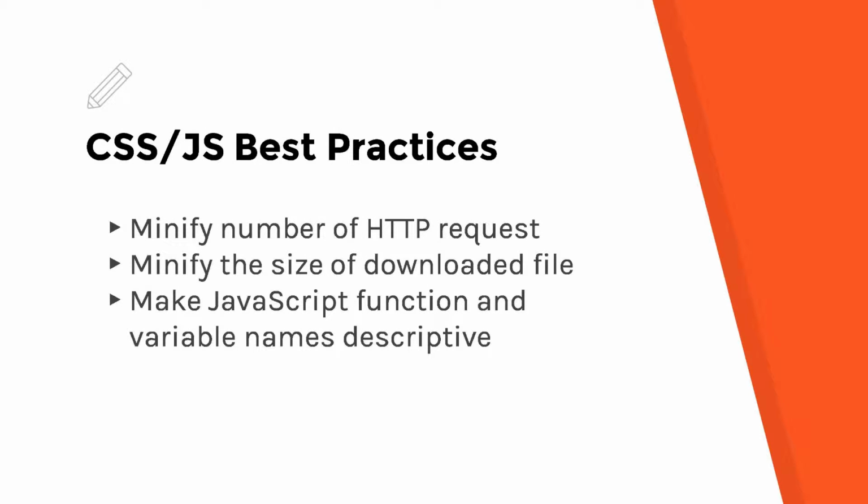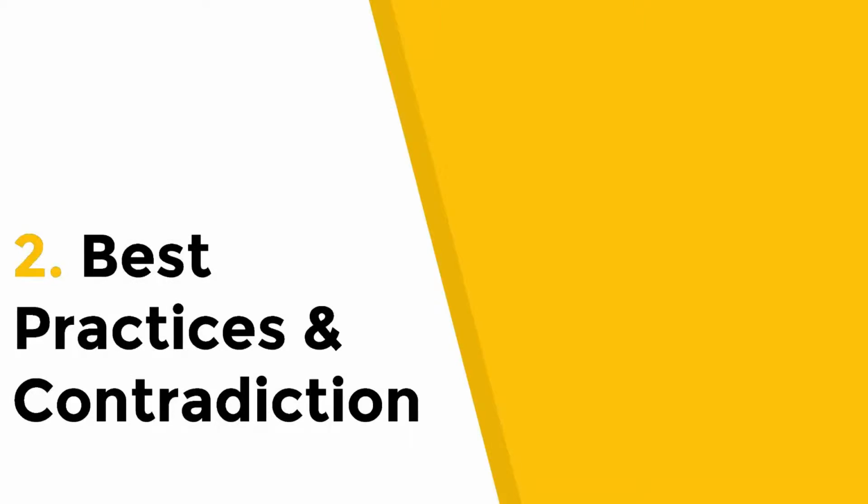So here's the second thing: CSS and JS best practices. When I was first introduced to WordPress development, people talked about things like minifying HTTP requests and minifying the size of the downloaded files. And I had to make my JavaScript function and variable names descriptive. But what I learned during my development workflow is that it was a pain to work with minified files. I found it impossible to work with. So there must be a better way. I call it a contradiction. Though they were the best practices, they contradicted my workflow.